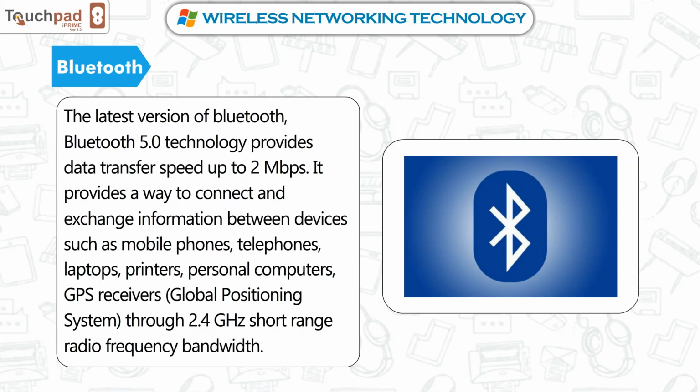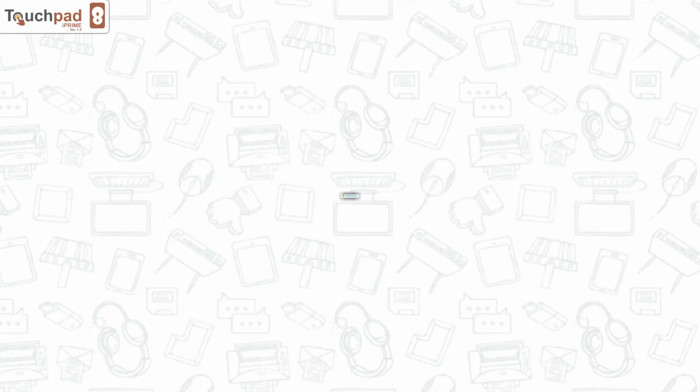It provides a way to connect and exchange information between devices such as mobile phones, telephones, laptops, printers, personal computers, and GPS receivers, global positioning system, through 2.4 GHz short-range radio frequency bandwidth.